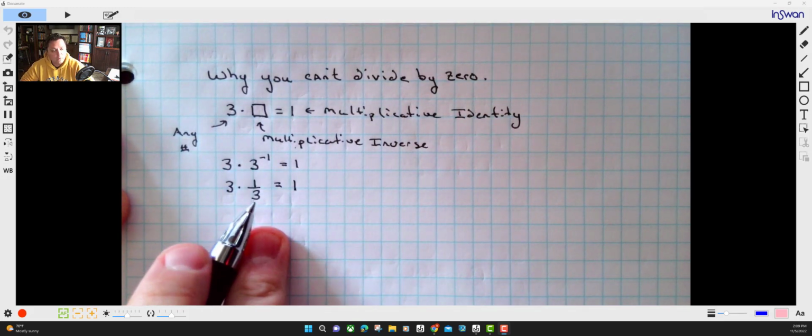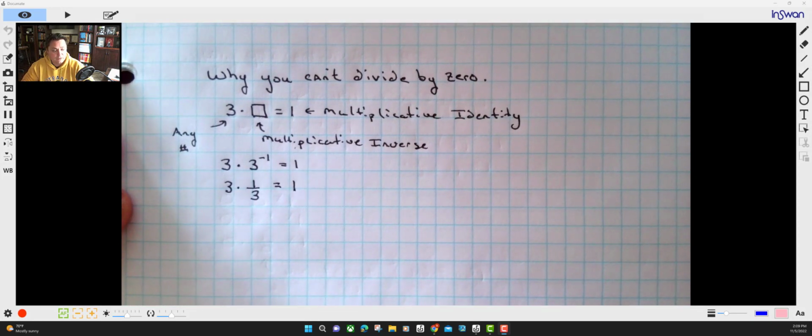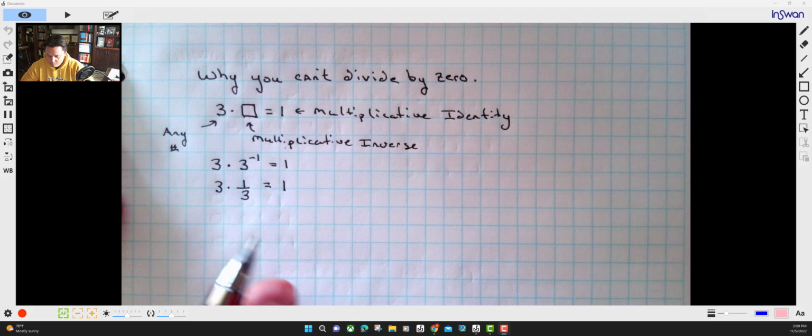Sure enough, 1/3 is a real number. It can be written as a fraction, so it's definitely a rational number. And there we go. We're done. We found it.